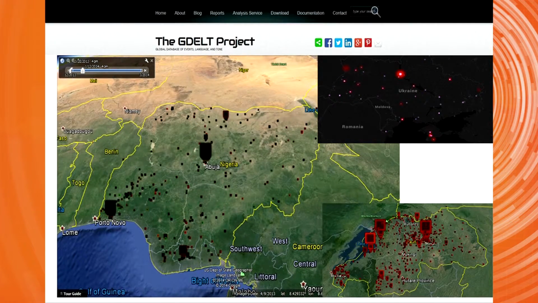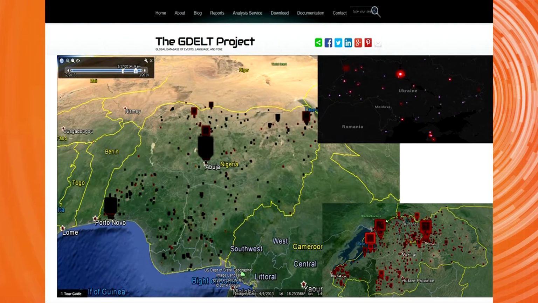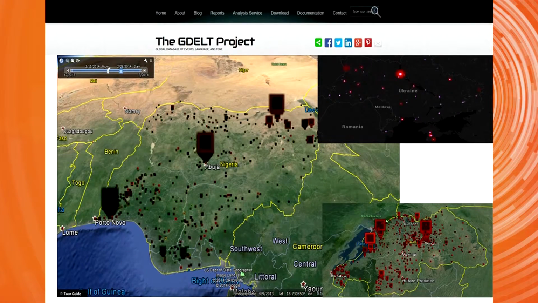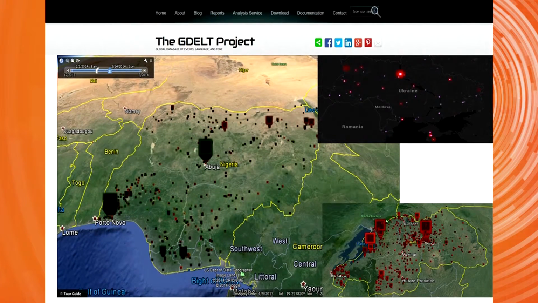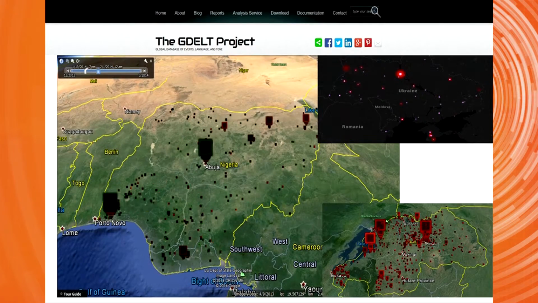You can kind of map out, for example, Nigeria. Each of these little dots is representing some event that took place. And so you can basically make animations forward. The map in the upper right, that was Ukraine just before the president fled.